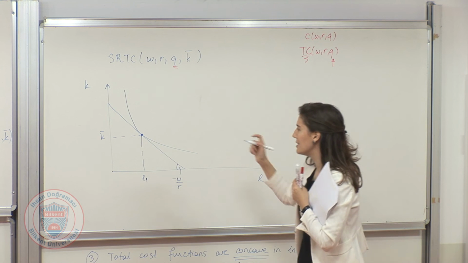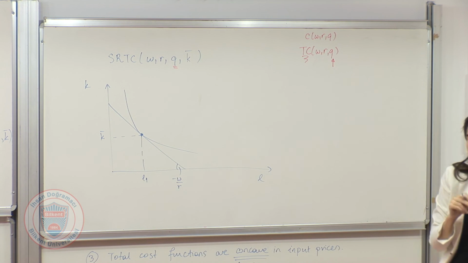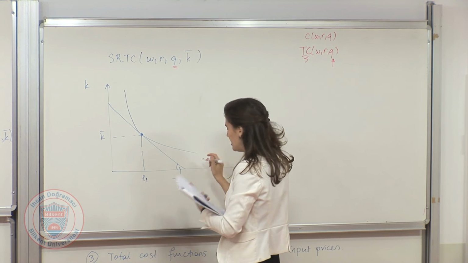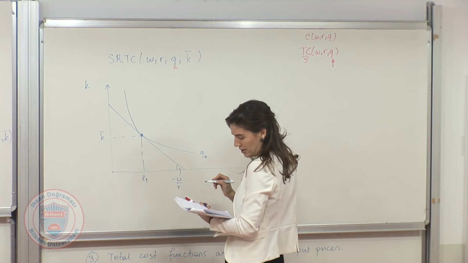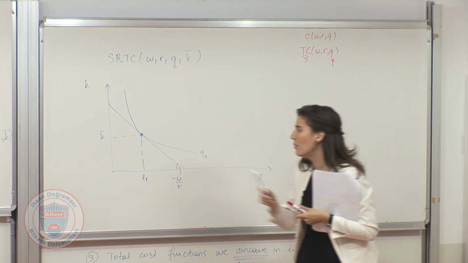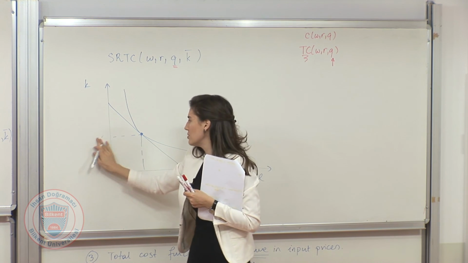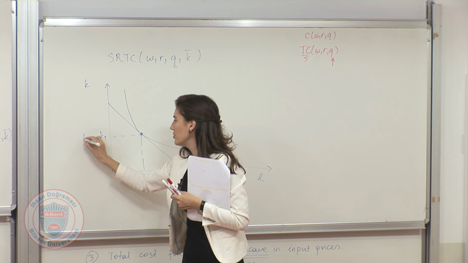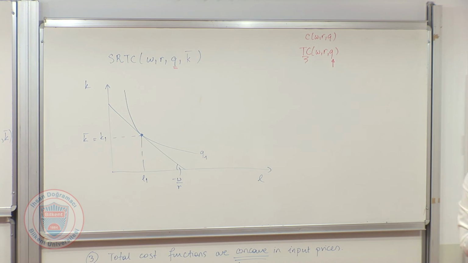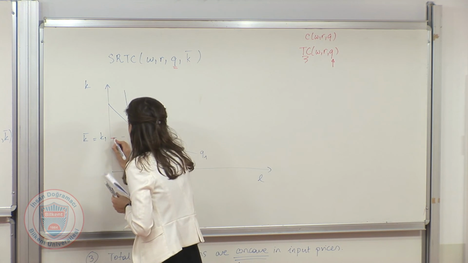So you see that I solved the cost minimization problem, and this was my quantity that I wanted to produce, let's call it Q1, okay? And this was the optimal amount of capital, and this was the optimal amount of labor. So let's call it K1, and I'm going to call this K bar. Suppose now my capital is fixed at this level, okay? Now it's going to be like this.